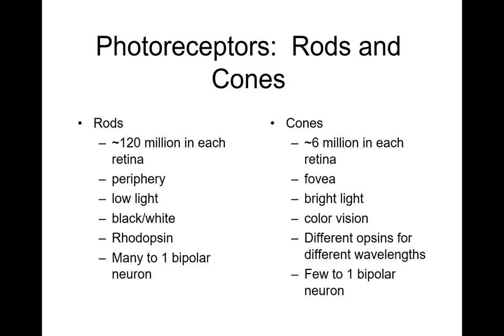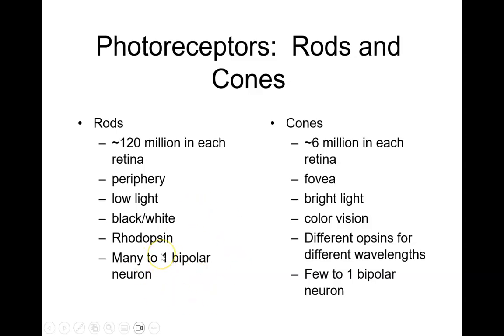And this is part of the reason why we have a really hard time noticing color in our periphery. We will often notice that something is moving in our periphery before we actually notice what the color is. Cones work best in bright light, and they enable us to see color vision.